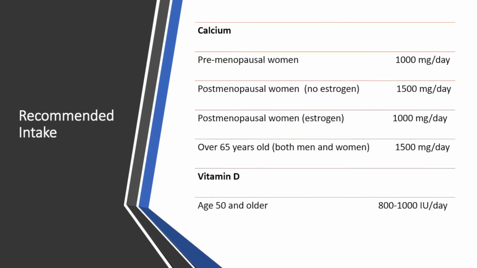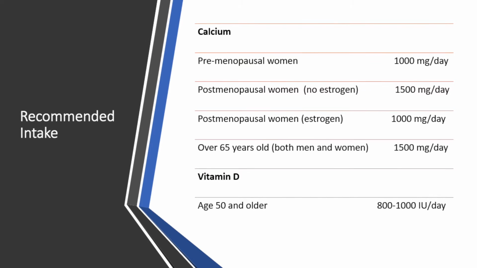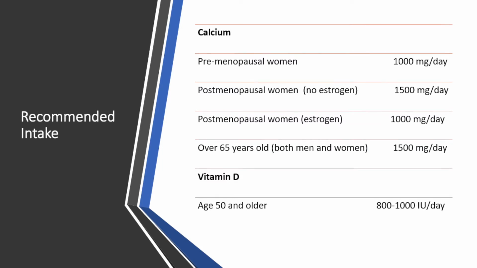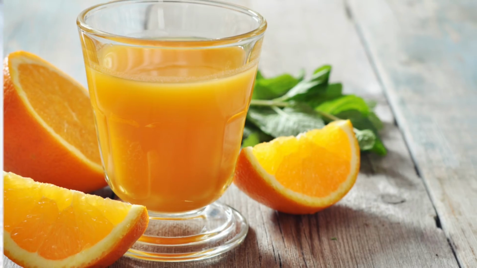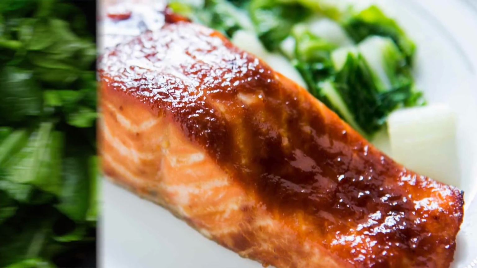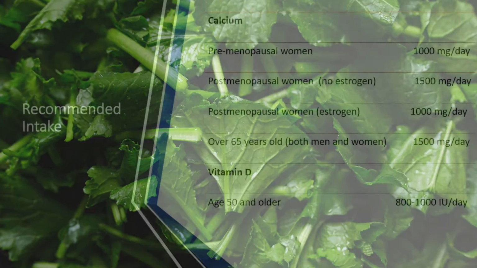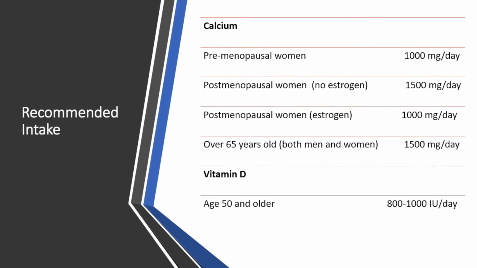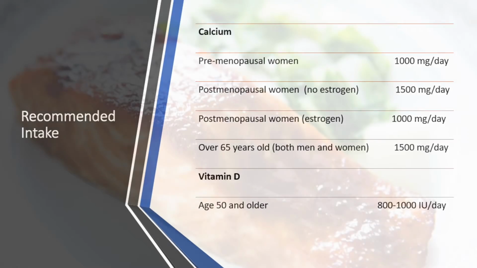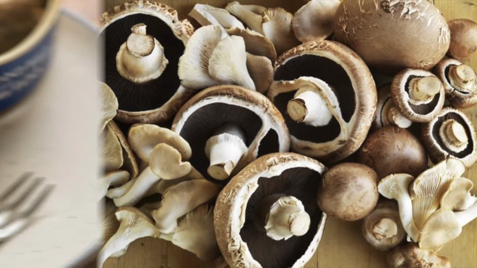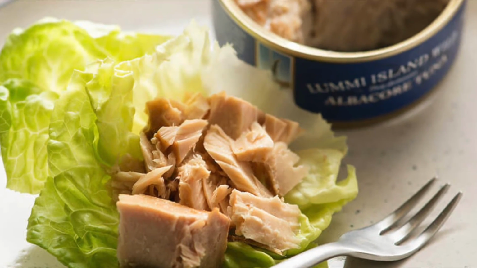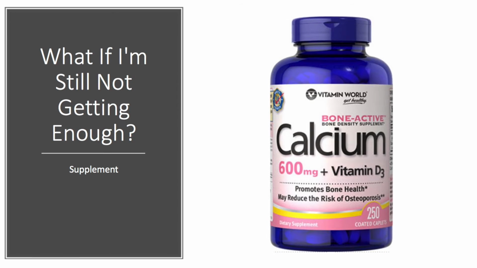What does meeting these recommended intakes look like? Well, 1,000 milligrams of calcium is about 1 cup of yogurt, 8 ounces of a glass of fortified orange juice, 3 ounces of salmon, and 1 cup of collard greens. 800 international units of vitamin D is also about equal to 3 ounces of salmon, 3.5 ounces of mushrooms, and 1 can of tuna. So what if I'm still not getting enough?